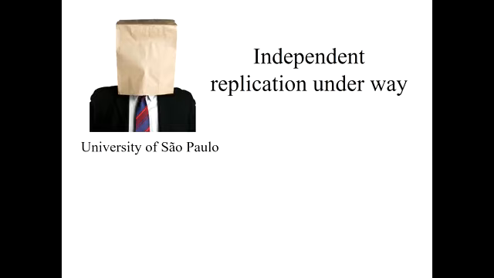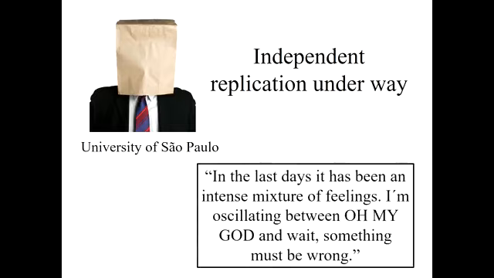So this is exactly what he wrote in an email. "The last days it has been an intense mixture of feelings. I'm oscillating between, oh my God, and wait, something must be wrong." And this, by the way, is pretty similar to the same feelings that we had when we were doing these experiments, because you don't often get results that are 5 sigma in any experiment, but it was showing up here. So the reason we kept doing replications is exactly the same sentiment that this physicist is saying.